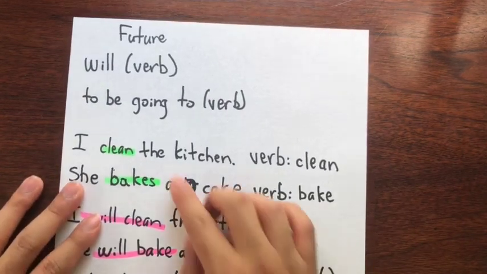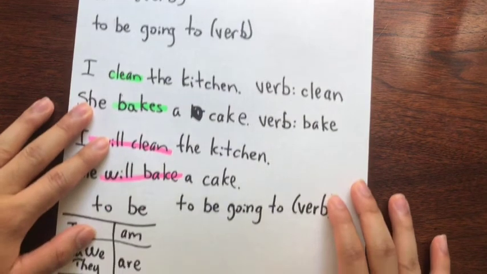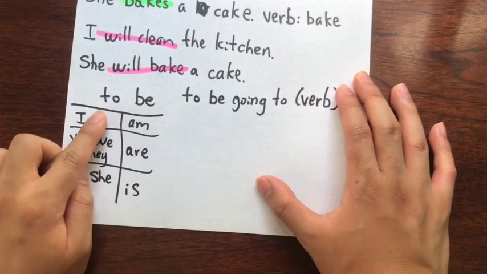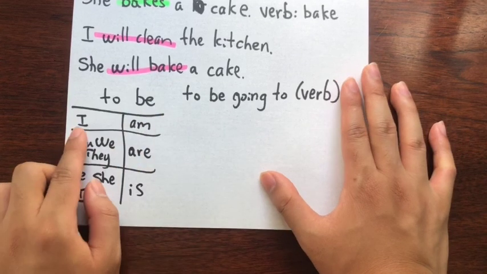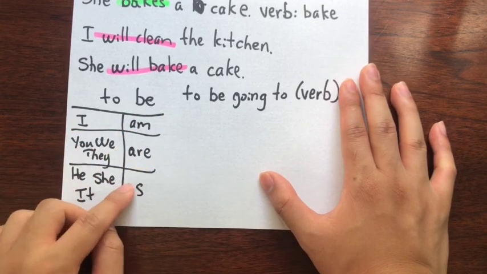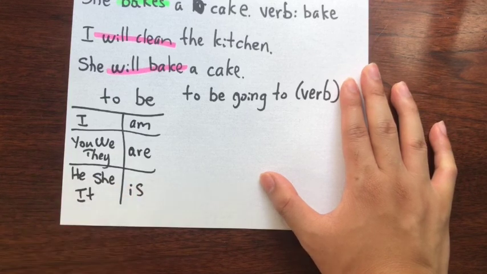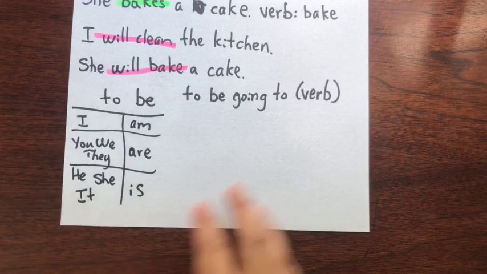Now, let's practice to be going to verb. So, first, we need to remember to be. To be is a verb. I am, you, we, they are, he, she, it is. Now let's look at to be going to.